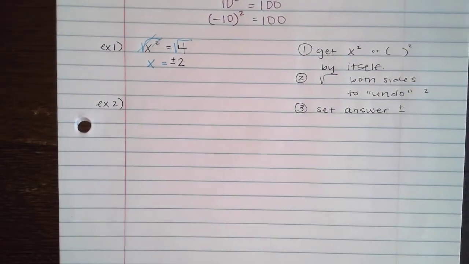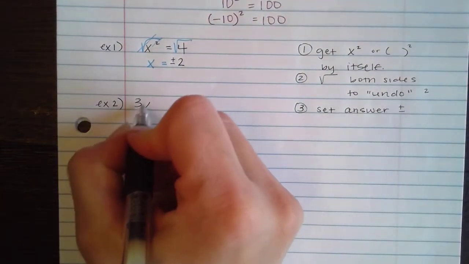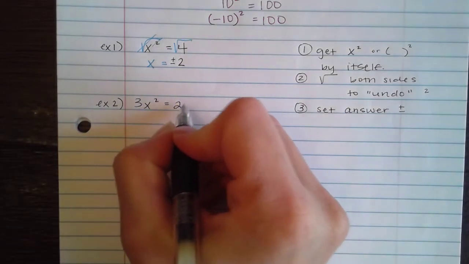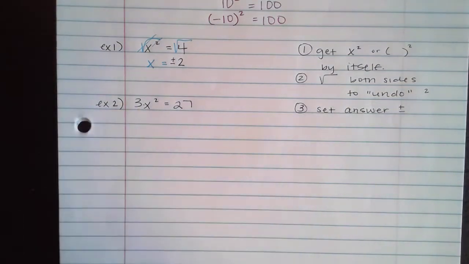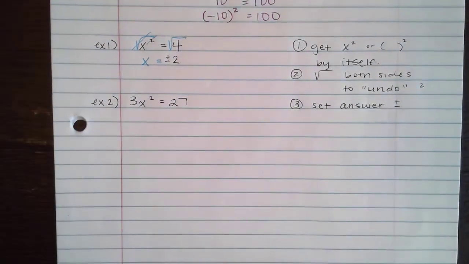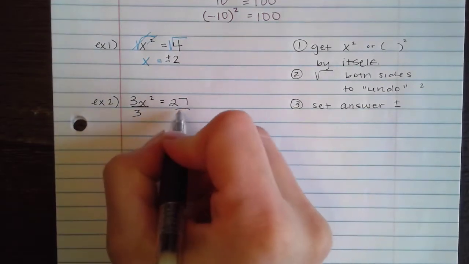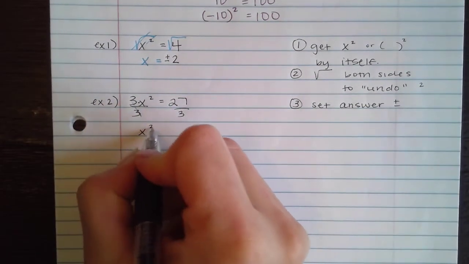So let's look at a problem that looks like this. 3x squared is equal to 27. So let's go through this. We need to get the x squared, or whatever squared, by itself. Has that happened yet? No, it has not. So how do I get that x squared by itself? There's an invisible multiplication symbol right there. So we're going to divide both sides by 3. And that goes away. X squared is equal to 9.